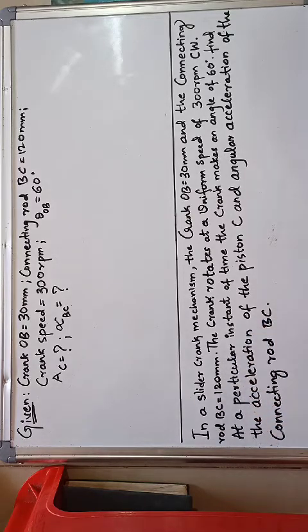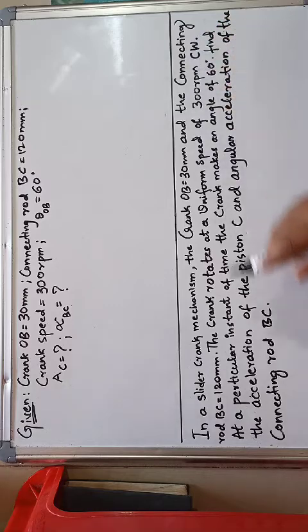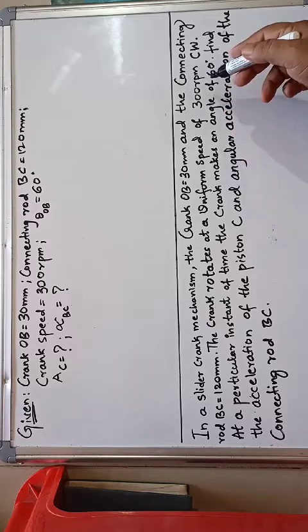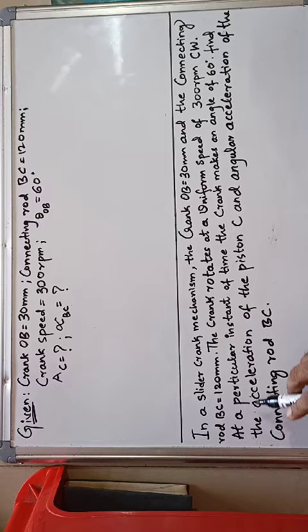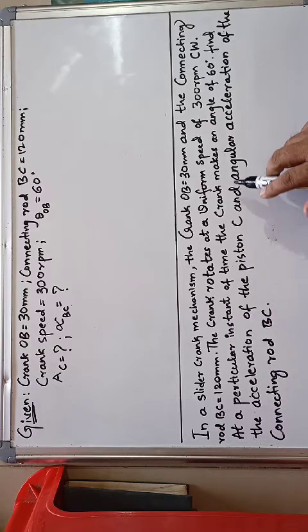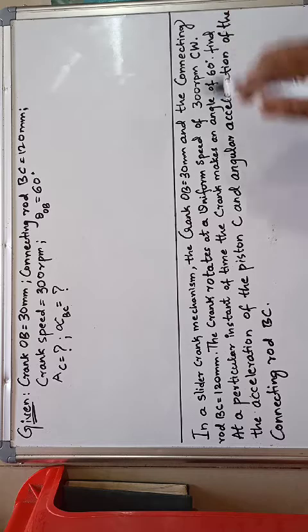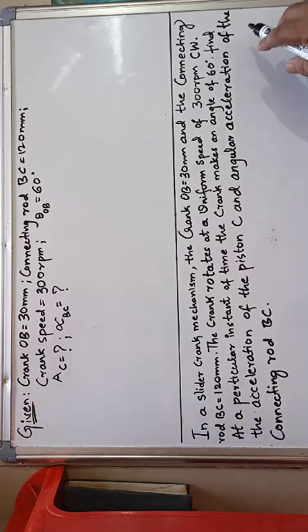As it is written in the problem here, in a slider crank mechanism, the crank OB is equal to 30 millimeters and the connecting rod BC is 120 millimeters. The crank rotates at a uniform speed of 300 rpm in the clockwise direction. At a particular instant of time, the crank makes an angle of 60 degrees with the frame. Find the acceleration of the piston C and the angular acceleration of the connecting rod BC.